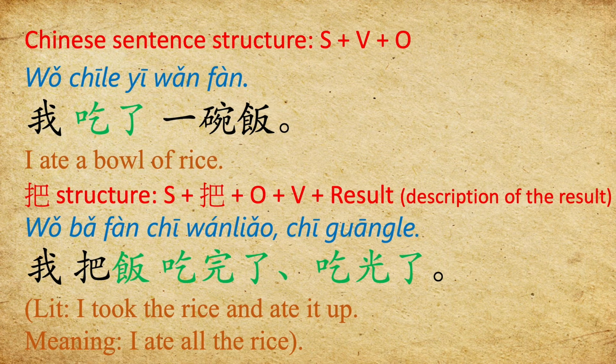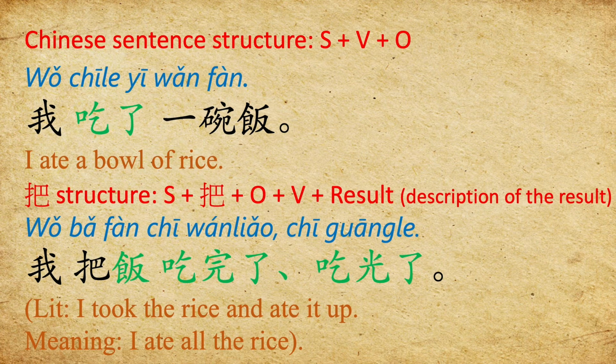So 我 is the subject, and 饭 should be the object, right? But you use 把 structure and move the object to the front after the subject: 我把饭, and then plus the verb and the result. What is the result? 吃完了 is like all finished, or 吃光了, ate it up. So literally it means I took the rice and ate it up, but it means I ate all the rice.